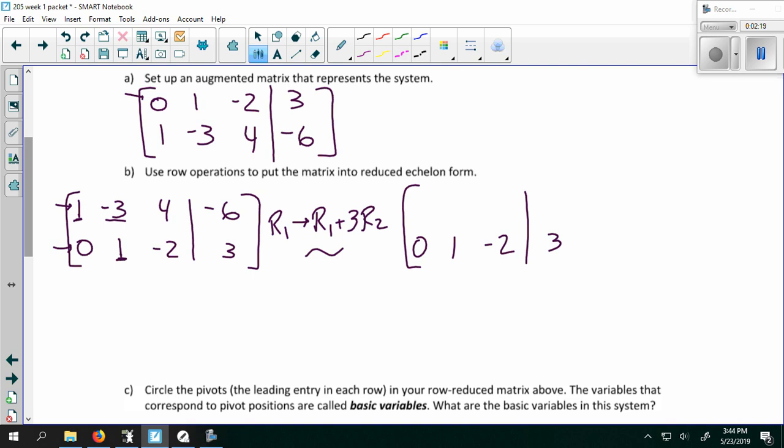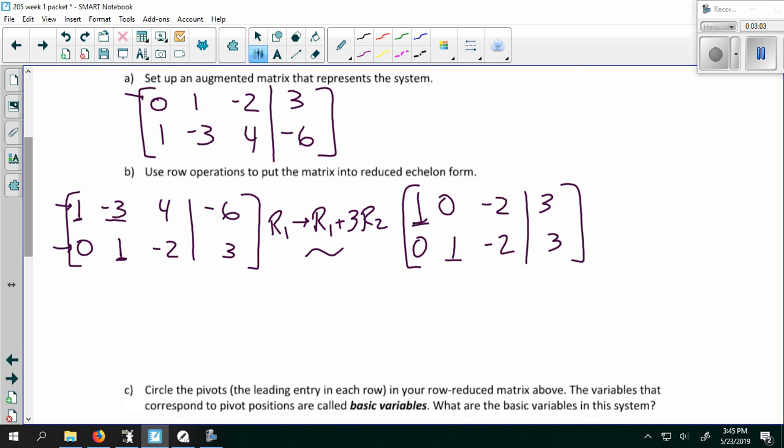So row 1 in the first entry, I have a 1. 3 times row 2, that's 3 times 0. So 1 plus 3 times 0 is still 1. And then -3 plus 3 is 0. And 4 plus -6 is -2. And -6 plus 9 is 3. This is now in reduced echelon form. So I have my main diagonal is 1s with 0s above and below the pivot positions.